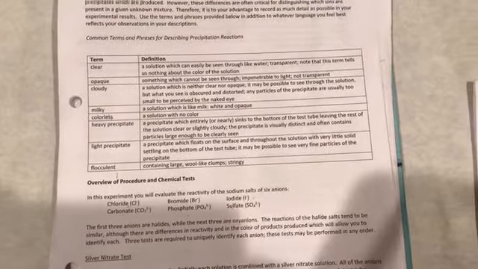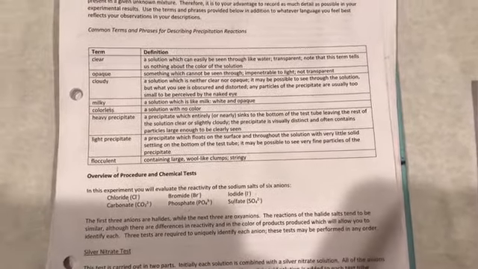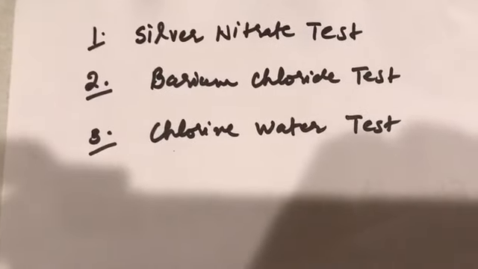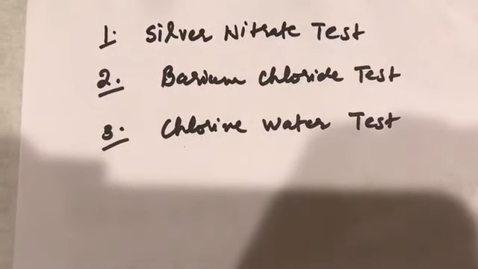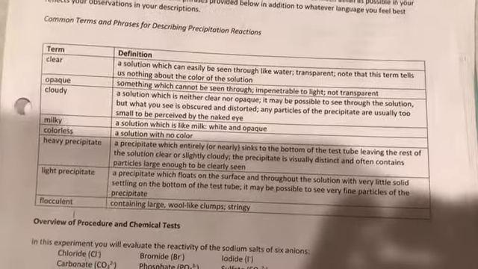Alright, so you would do 3 tests in order to identify these 6 anions, and these are the silver nitrate test, barium chloride test and chlorine water test. Now let's focus on the observation part.